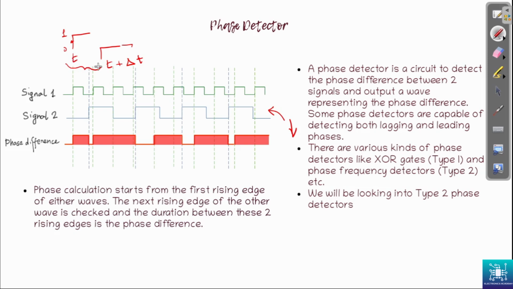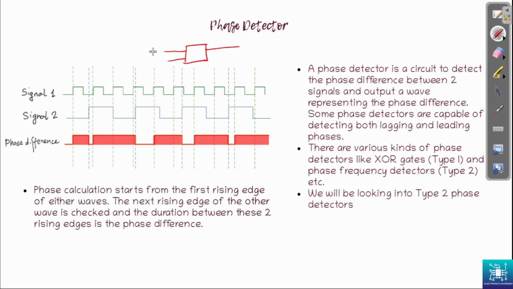Now the job of the phase detector is to detect the difference between the phases and generate an output waveform which represents the difference between these two phases. So how is that accomplished? Suppose you have the phase detector circuit like this, let's assume it's a block, and there are two inputs to the phase detector circuit. And say there is an output.